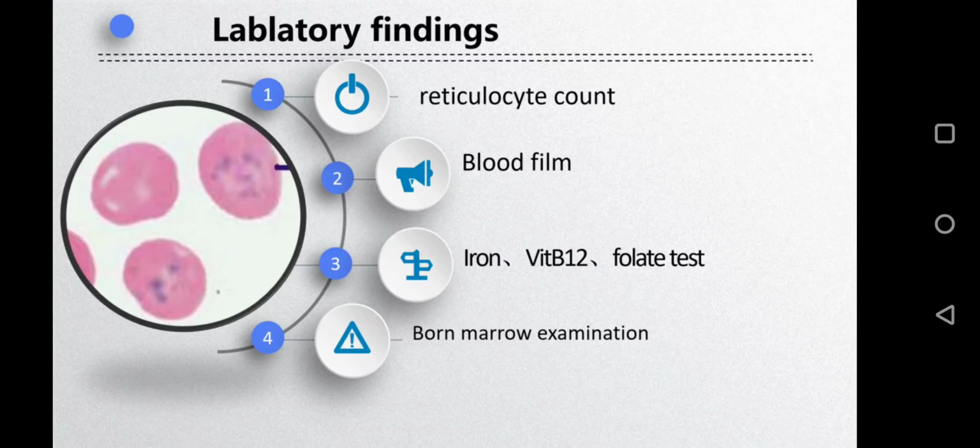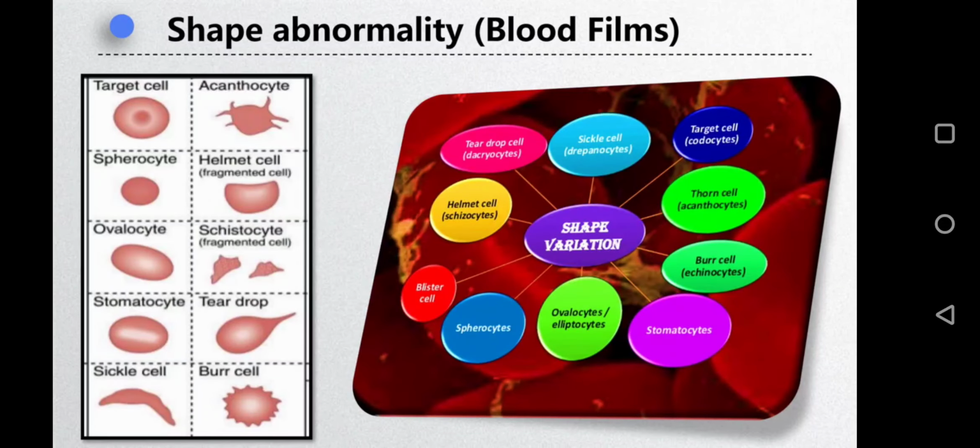What can we find from the laboratory? We may focus on the reticulocyte count, blood film, and bone marrow examination. There are many kinds of shape abnormality which can cause red cell reduction and increased destruction. Another teacher will give you the detail about the blood films. Abnormal shapes are also associated with some diseases. If you want to know more about this, you can email me and I will get back to you.